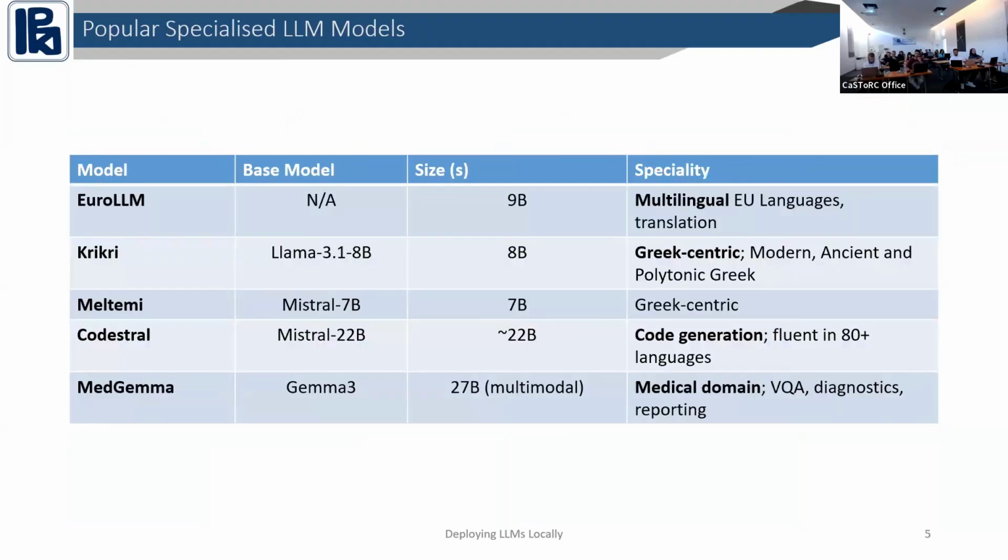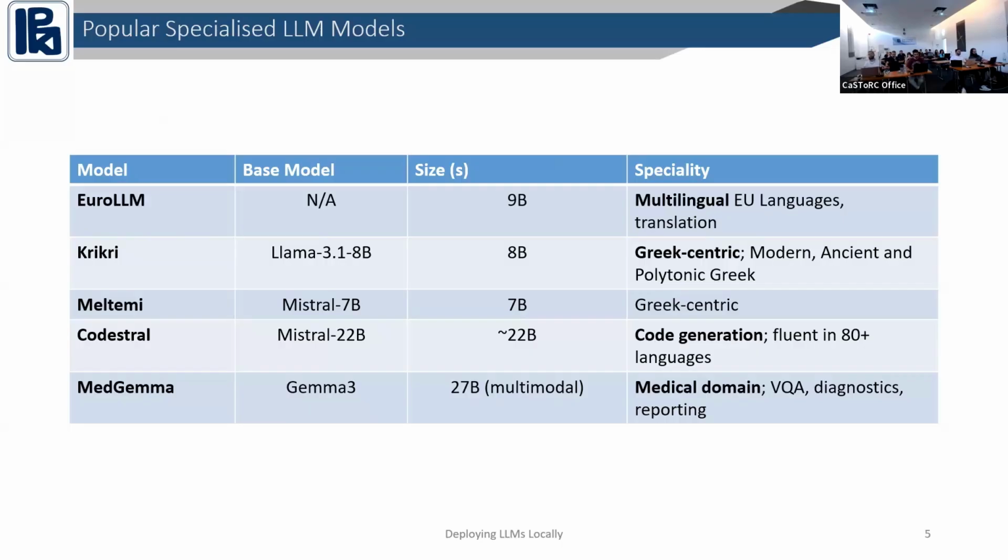And then we also have some specialized LLM models. For example, we have one called EuroLLM. This is in the size of 9 billion parameters. This was trained from scratch by the European Union. And the goal of that is to provide multilingual EU languages and translation. We also have Cricri and Meltemi. These are fine-tuned versions of Llama 3.1 and Mistral. And these are Greek LLMs, for example, that you can use and converse in Greek and so on.